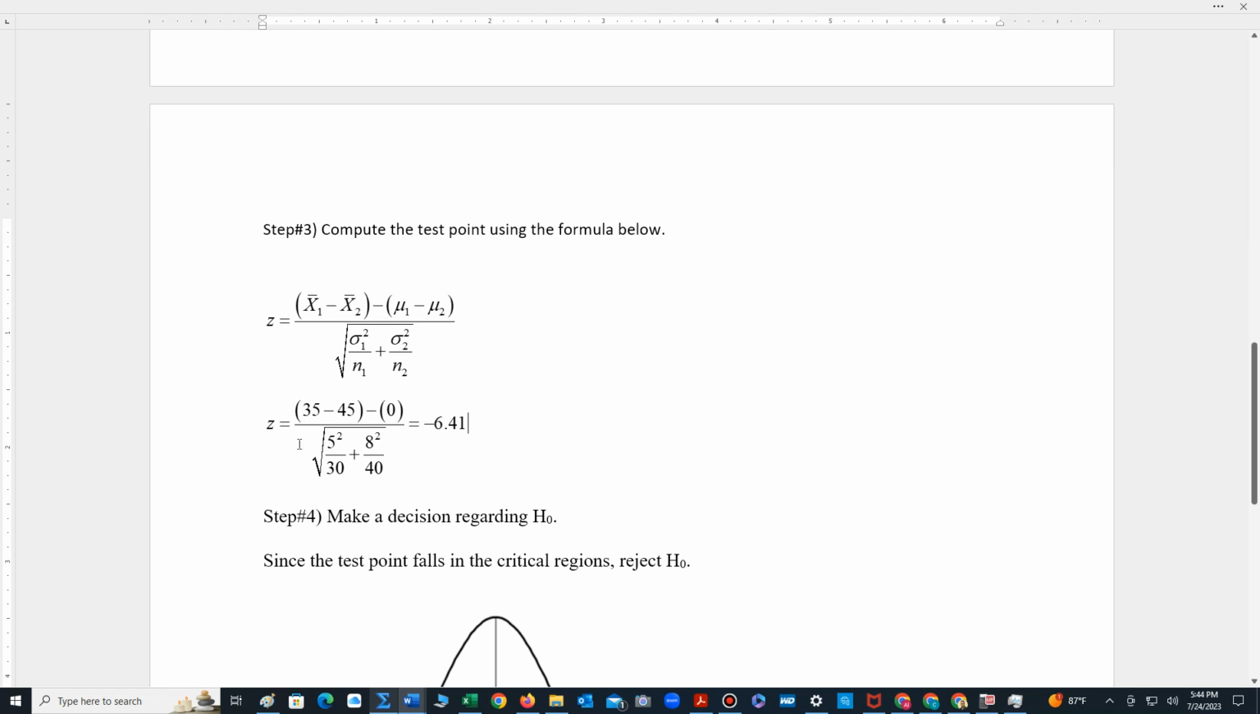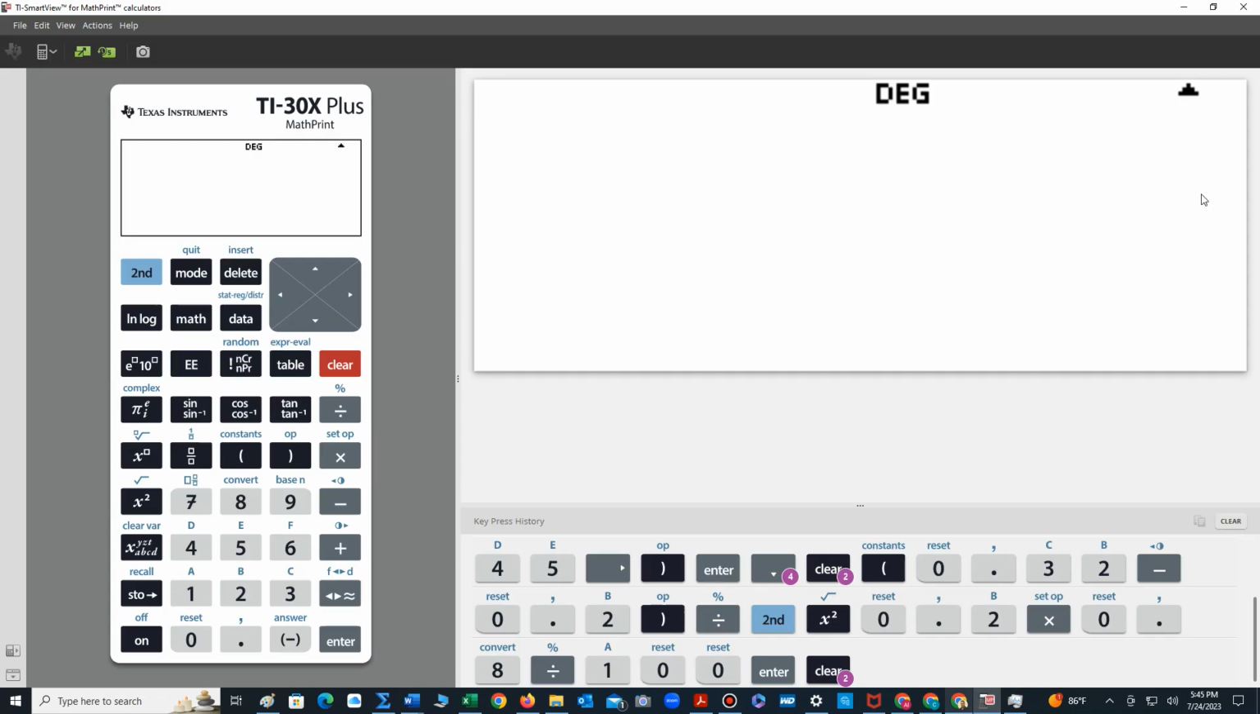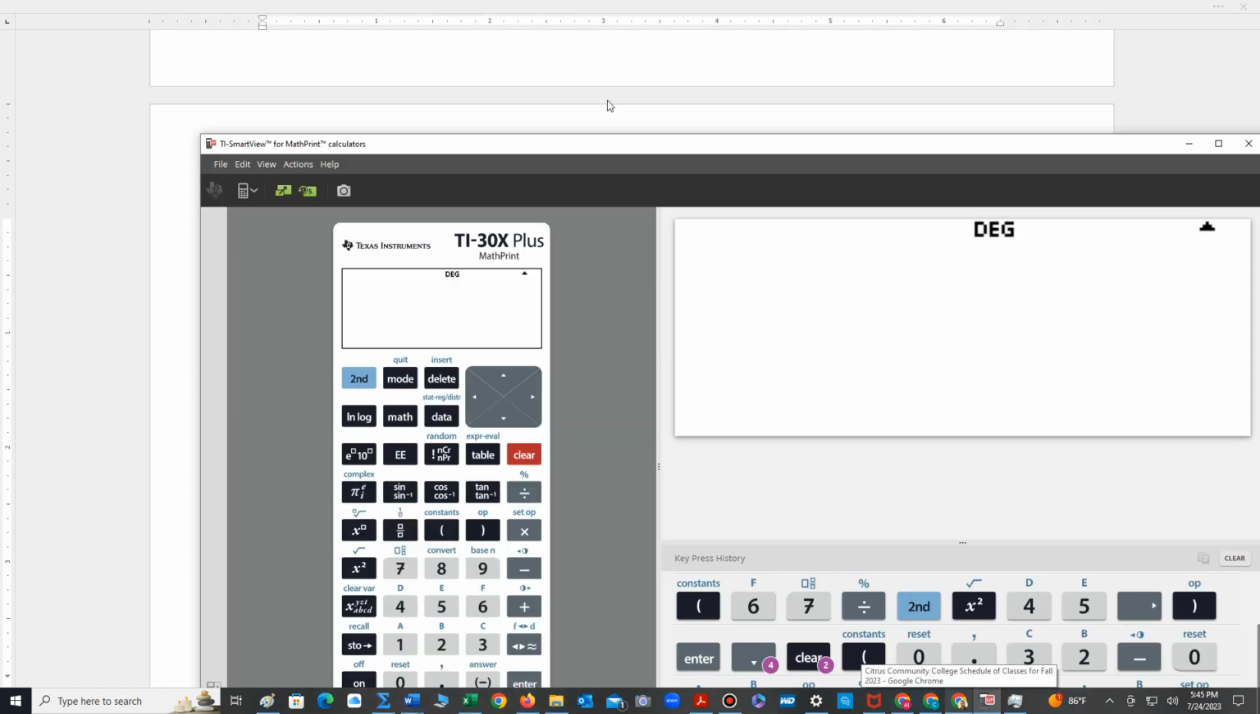We plug our information in from our sample data. We have 35 minus 45. The difference between the two population means is 0. We have 5 squared over 30 plus 8 squared over 40. Let's calculate this using a scientific calculator.